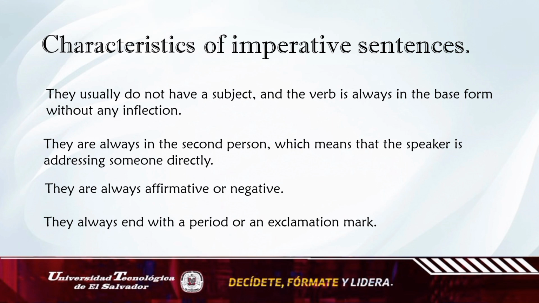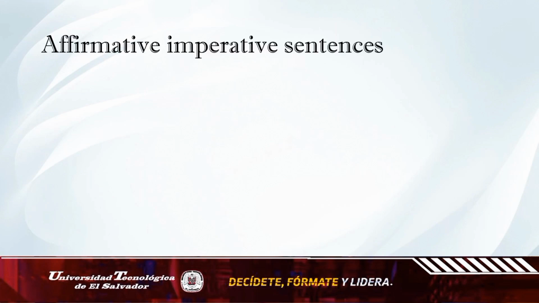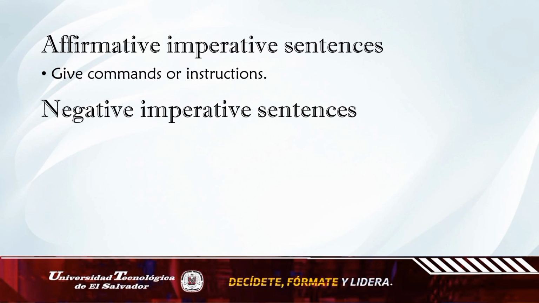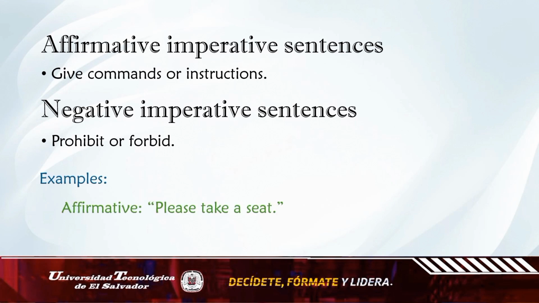Imperative sentences can be classified into affirmative and negative. Affirmative imperative sentences are used to give commands or instructions, while negative imperative sentences are used to prohibit or forbid someone from doing something. Here are some examples of affirmative and negative imperative sentences. Affirmative: please take a seat. Negative: do not touch the hot stove.